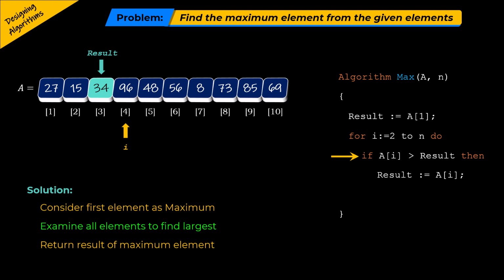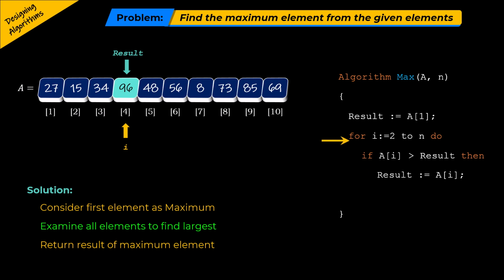At this point we have I as 4. So a of 4, which is the element 96, is greater than the result, which is 34. So the condition in the if statement is true. And since the condition in the if statement is true, the statement within the if statement will be executed. And a of 4 will be assigned to variable result. And result will now be storing the value 96.